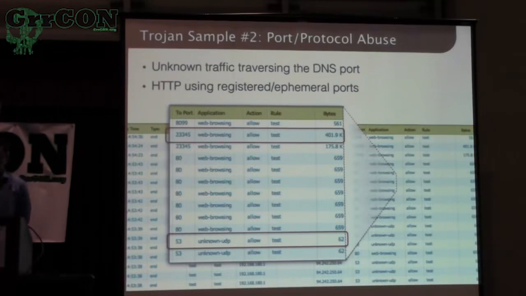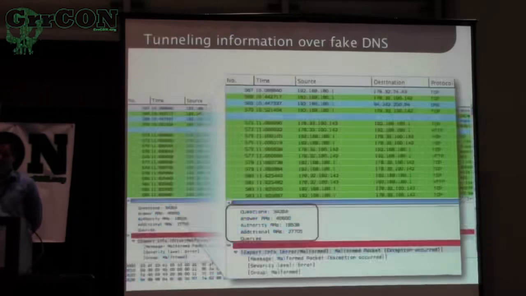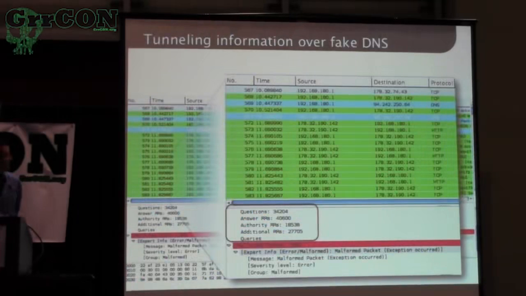And let's take a look at the port 53 traffic in Wireshark. We see Wireshark's parser crank on it, and the questions and answers, the numbers are off the charts, ridiculous, not real. And then later on, the parser will, of course, crash on it because it's not at all valid DNS.